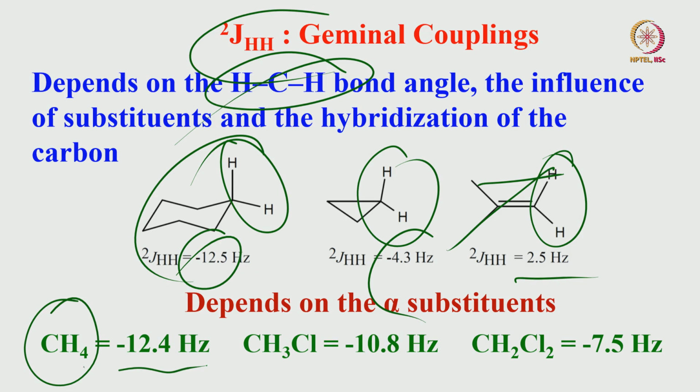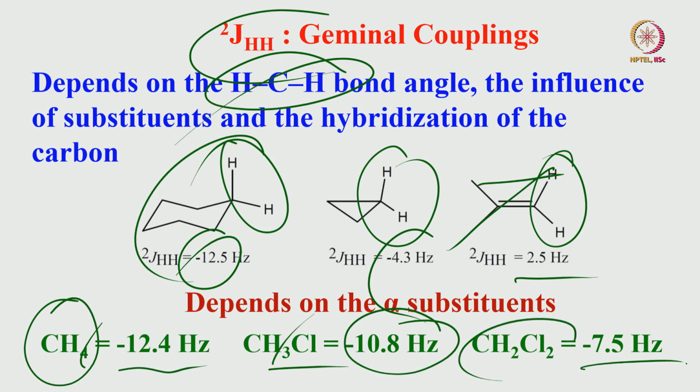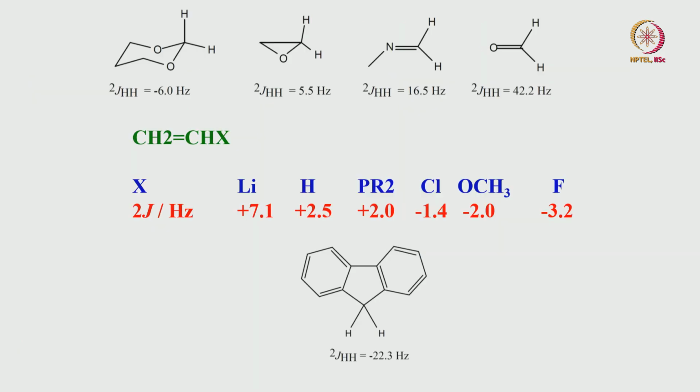Instead of one proton, you knock it off and make it CH3Cl, coupling becomes 10.8. Knock off another proton, make it CH2Cl2, it becomes 7.5. It also depends upon the substituents. Not only the HCH bond angle, it depends upon the hybridization, it depends upon the substituents, all those things matter.